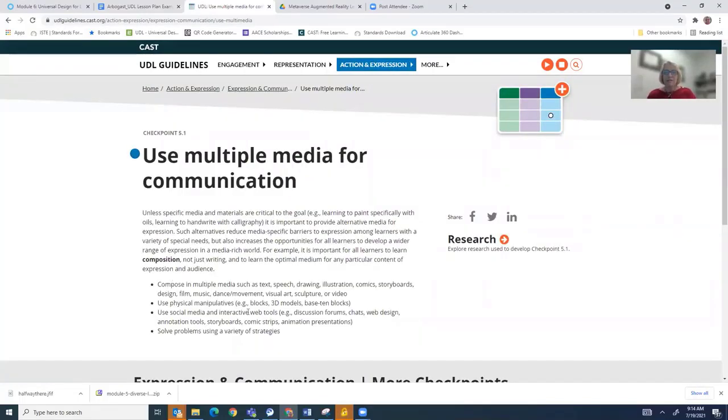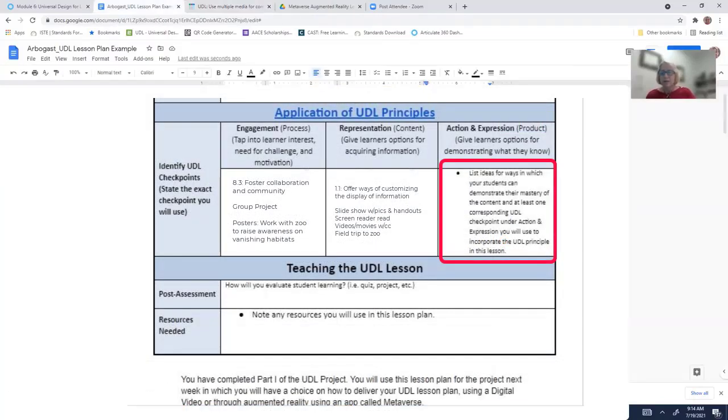Compose in multimedia such as text, speech, drawing, illustration, comics, storyboards, physical manipulatives, social media and interactive, solve problems using a variety of strategies. Sounds good. I like this one. So my checkpoint is 5.1, use multiple media for communication.